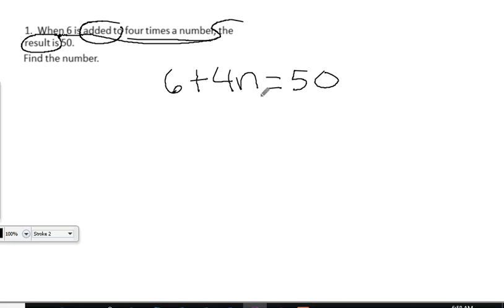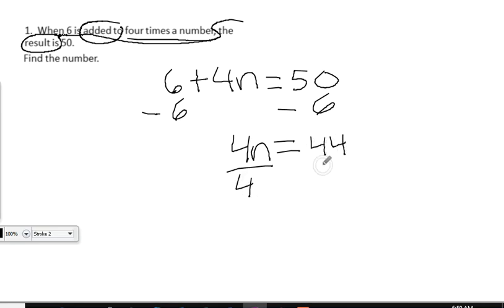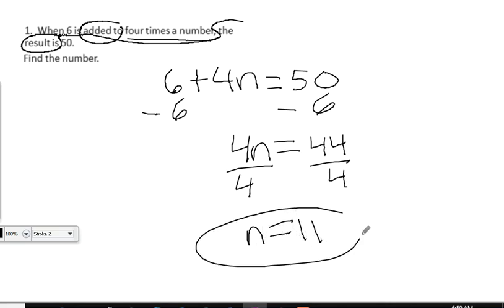So the solving equation part of this should be easy for you guys. This is just a regular two-step equation to solve for n. We need to get rid of the 6 on both sides. We're going to subtract 6, which leaves us with 4 times n equals 44. Then we divide by 4, n equals 11.